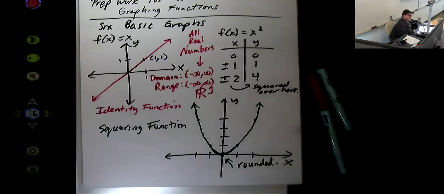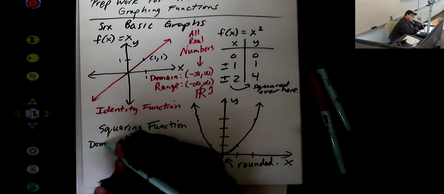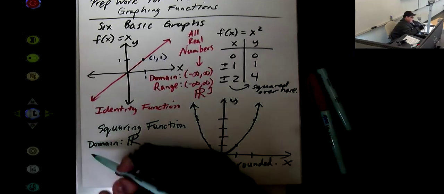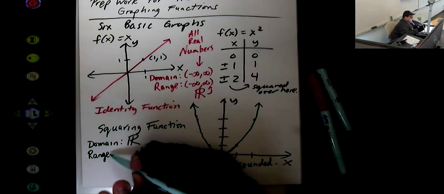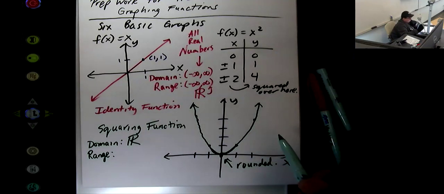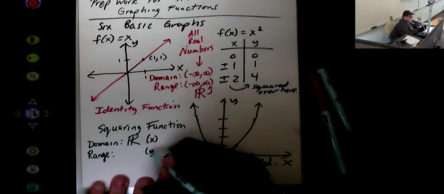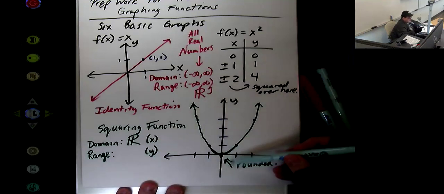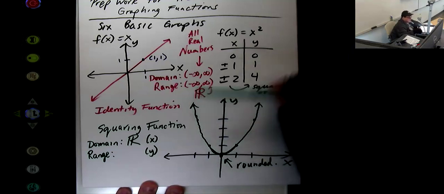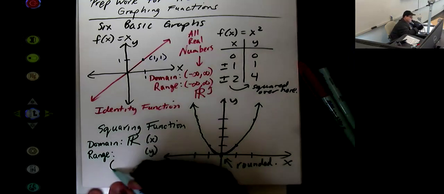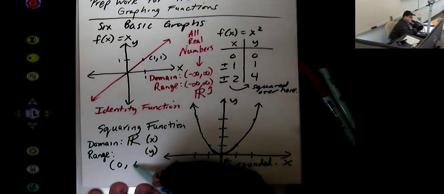We look at the squaring function. The domain is all real numbers, but the range is not. Remember, range is the y values. So domain is the x values, range is the y values. And the y values are the vertical part. So we don't have any in the negatives. The graph actually starts hitting when y equals 0. So the range starts at 0 and goes up to infinity.